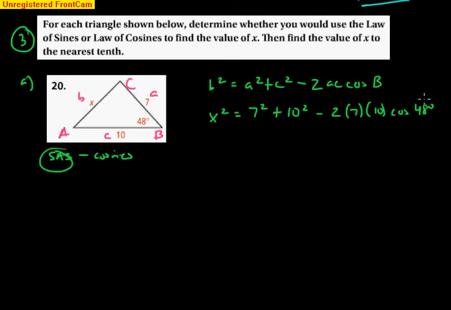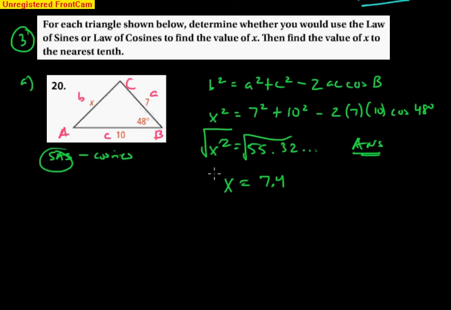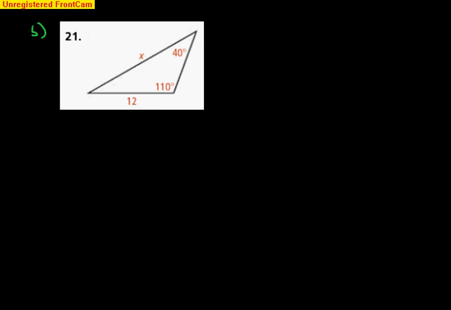And use your calculator. And your calculator says 55. So x squared equals 55.32 blah blah blah. And we're going to take the square root. And remember to use the ANS button. So second square root, second answer. And I get, to 1 decimal, 7.4. There's the value of x here, using the law of cosines. Okay, so here's the next problem.